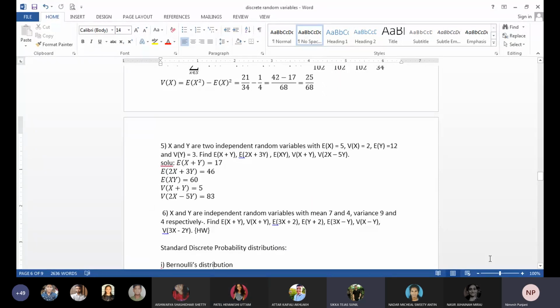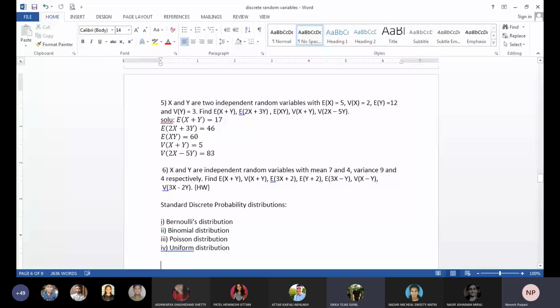You can take the screenshot of sum number 6, or if you want you can write it down. Then we will move to the next part of this unit, the standard discrete probability distributions. If you are done with sum number 6, either writing down the question or taking the screenshot, just let me know. Done, sir. Fine. So we go to the next part.